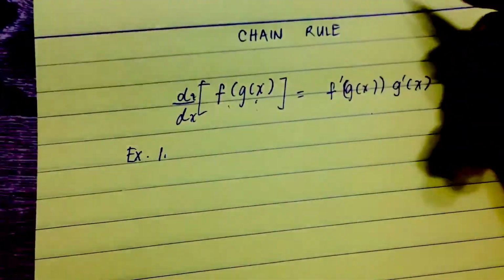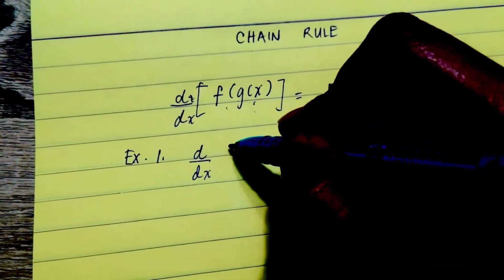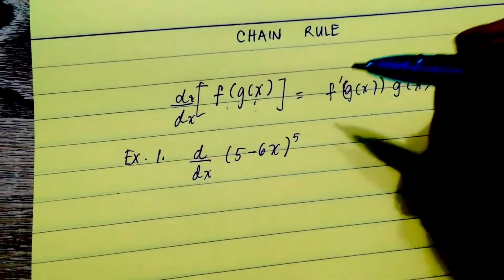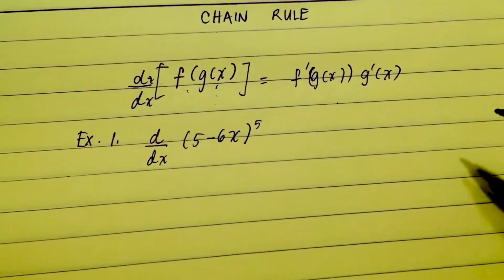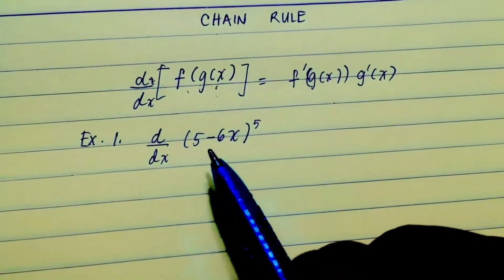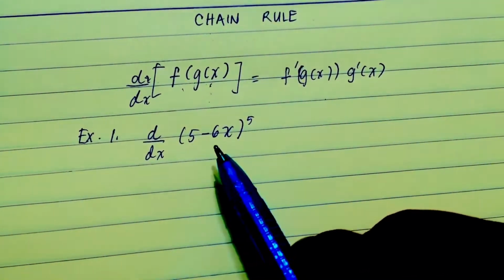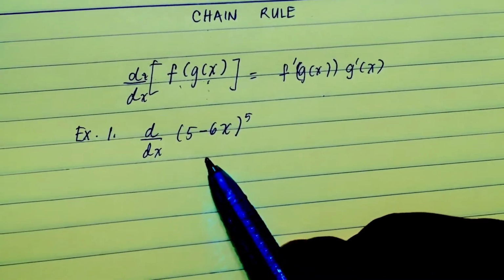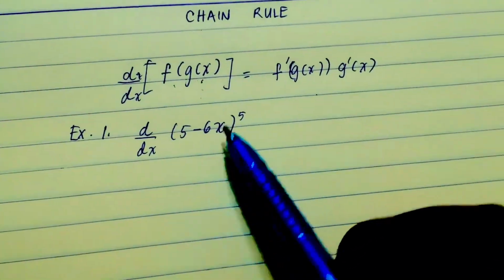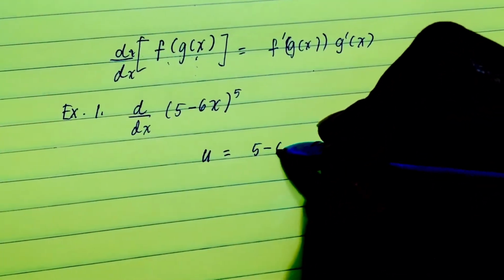Example number 1. Derivatives of 5 minus 6x to the 5th power. First step, you have to identify the inner function and rewrite the outer function, replacing the inner function by the variable u. Okay, so the inner function there is the 5 minus 6x. So let's say u is equal to 5 minus 6x.